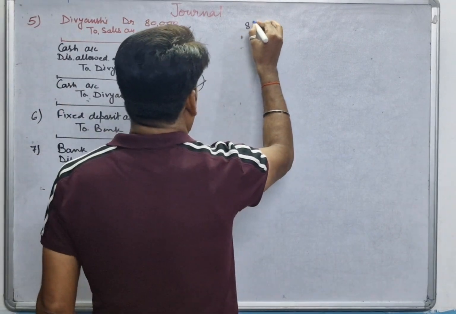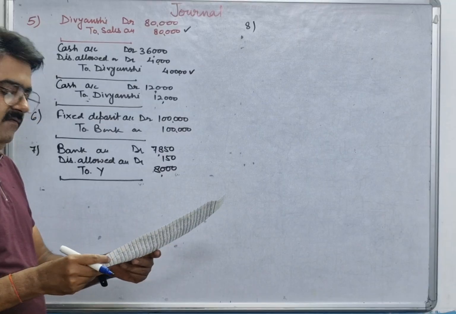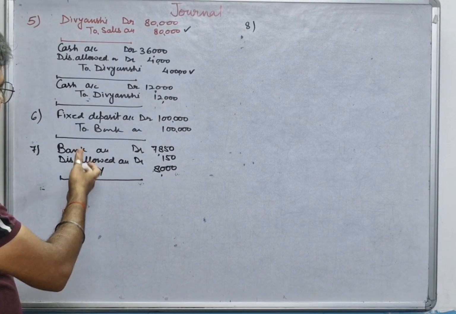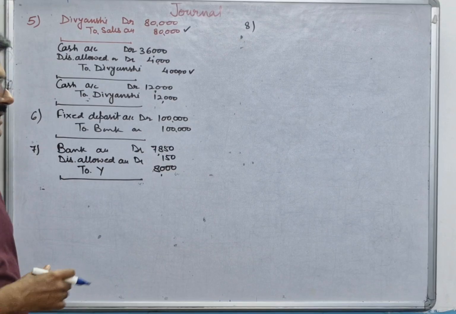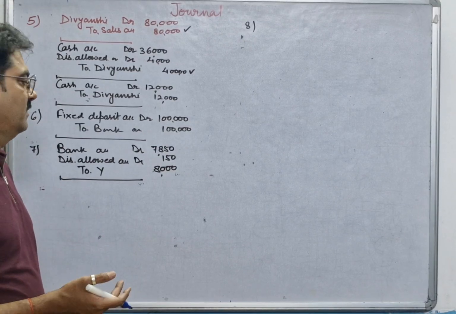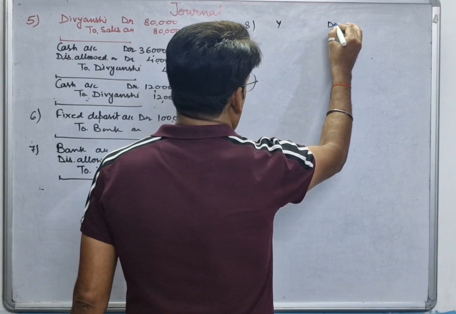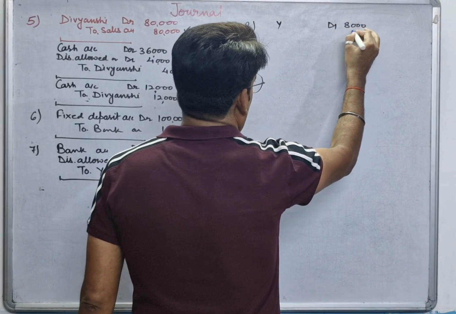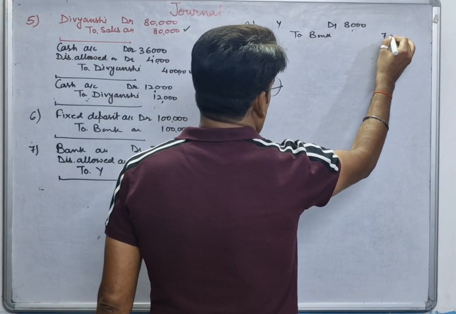Come to point number 8. Point number 8 is check received from Y dishonored. ये जो आपको चेक रिसीव हुआ था Y से, ये डिसऑनर हो गया, बाउंस हो गया, तो इन दैट केस ऑपोजिट एंट्री पास करेंगे आप. अभी रिसीवर हो जाएगा Y will be debited by 8,000 to bank because giver is bank now 7850.